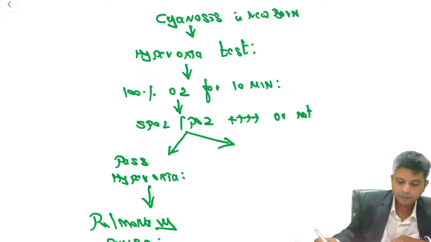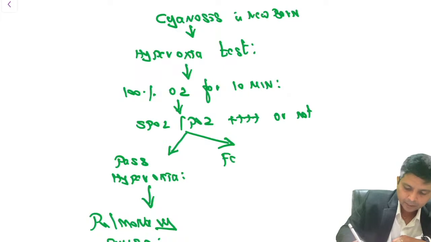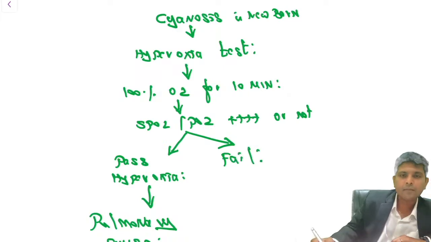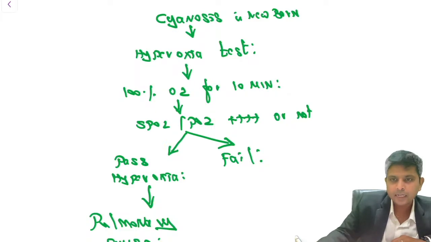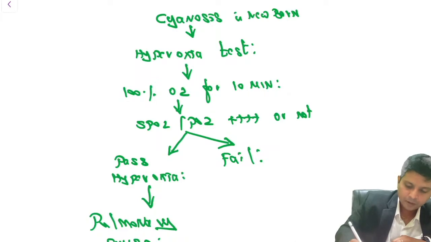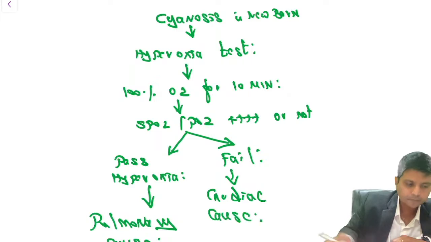Pulmonary cause. If it fails, it means hyperoxia test fail: oxygen saturation is not increasing despite giving oxygen. So what is the answer? Fail means cardiac cause.